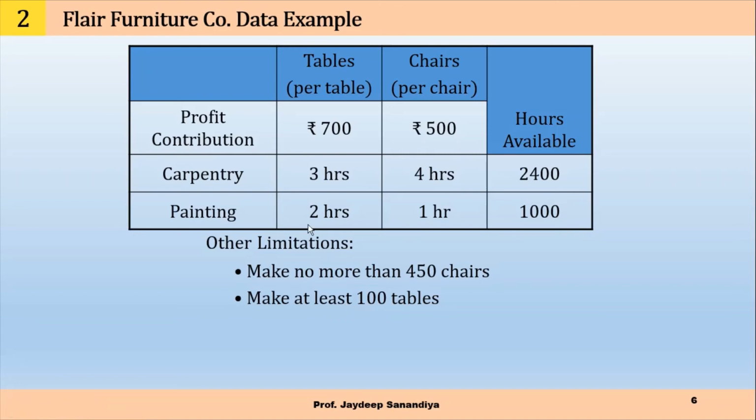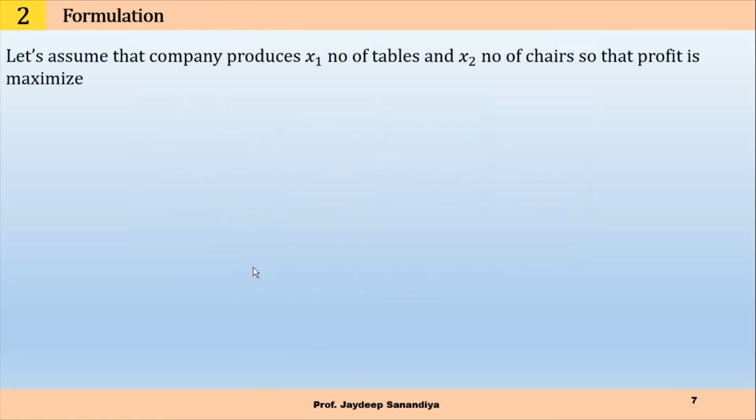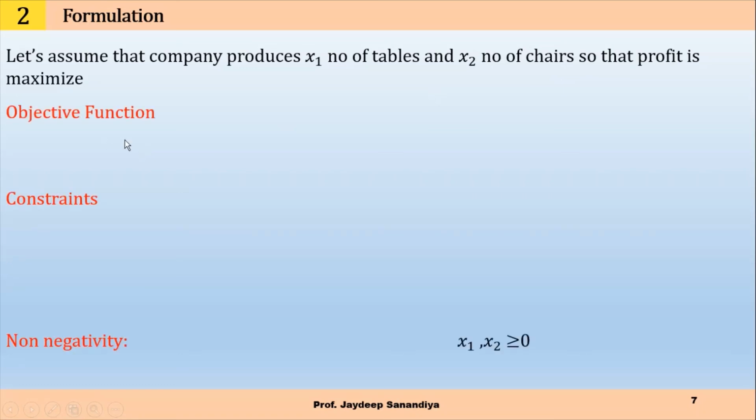So let's come to the problem. In formulation, we need to define the objective function, constraint, and non-negative constraint. Let's assume that the company produces x1 number of tables and x2 number of chairs, so that profit is maximized. Here the decision variables are the number of chairs and the number of tables. First constraint is about carpentry. A table takes 3 hours of carpentry and a chair takes 4 hours of carpentry, and total carpentry hours is 2400. So this must be a less than or equal to type constraint, right?